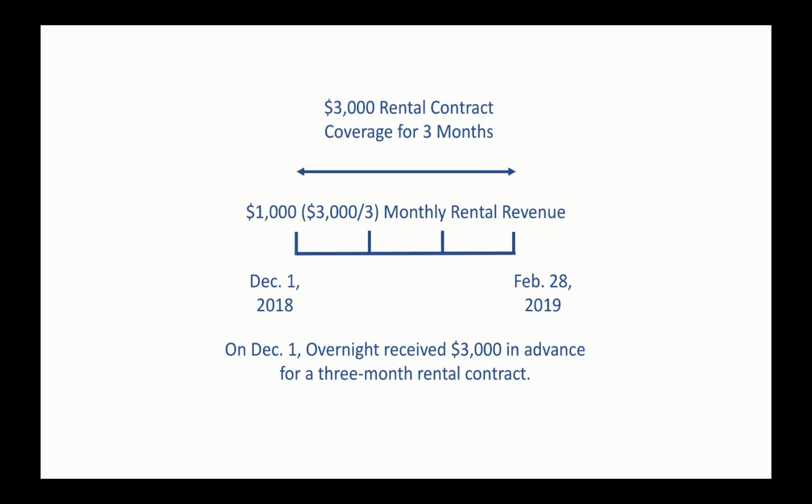On December 1st, Harbor Cab Co. agreed to rent space in Overnight's building to provide indoor storage for some of its cabs. The agreed-upon rent is $3,000 per month, and Harbor Cab paid for the first 3 months in advance. Because Overnight prepares monthly financial statements, it should recognize $1,000 per month in rental revenue on December 31st. Let's see how this transaction was recorded by Overnight.